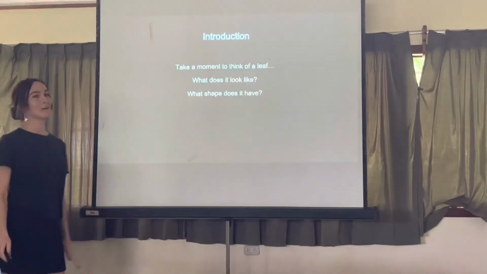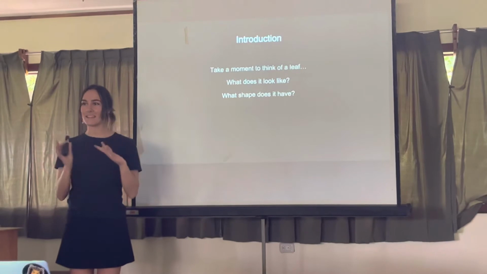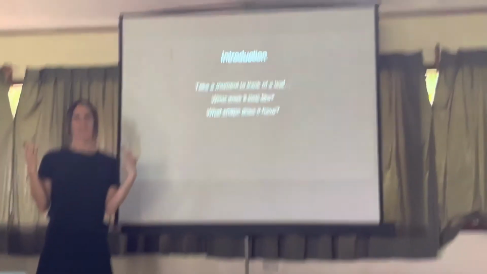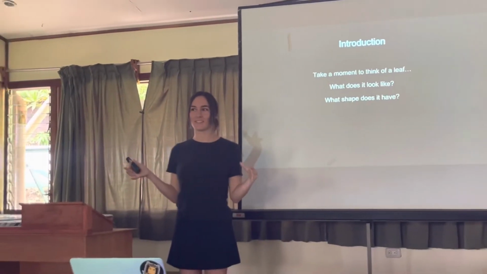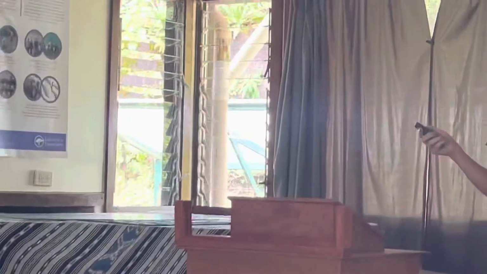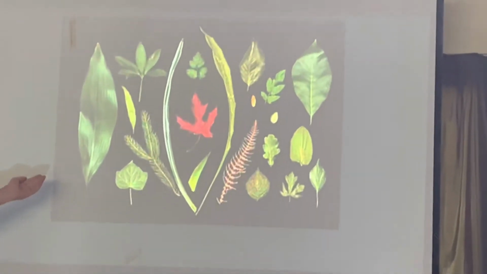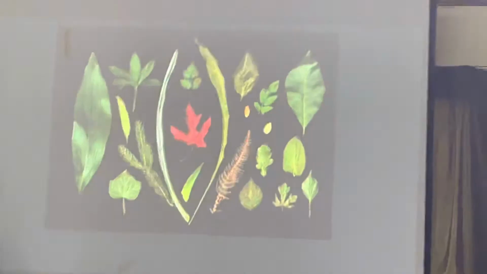So, before we start, I want everyone to think about a leaf. Any leaf, just think about a leaf in your mind. What shape is it? What size is it? What color is it? Visualize this leaf. Does it look anything like any of these? These are some of the thousands of different morphologies that leaves can have.